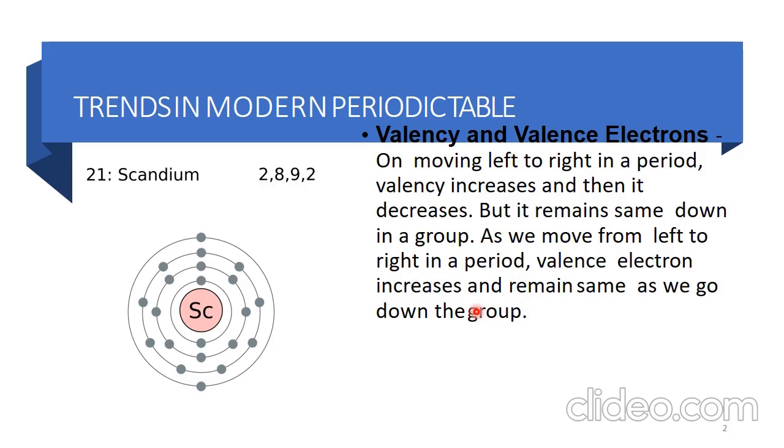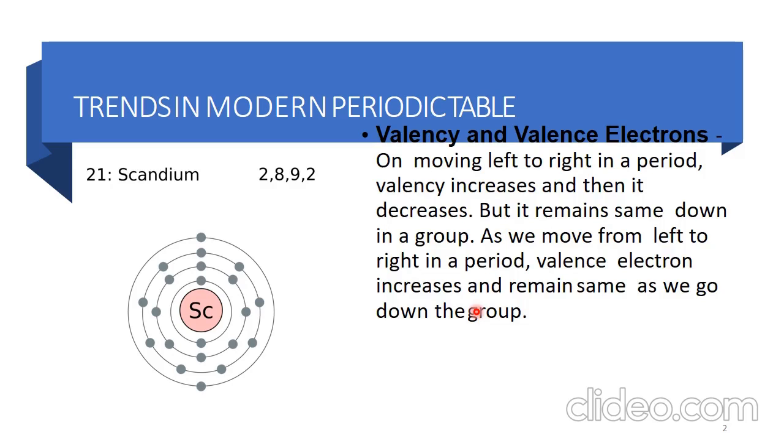So here you can see the trend: first it increases, then it decreases. The trend is that the valency of an element is either equal to the number of electrons in the valence shell or 8 minus the number of valence electrons, which we can calculate. And the variation will be that in a period it will first increase and then decrease.